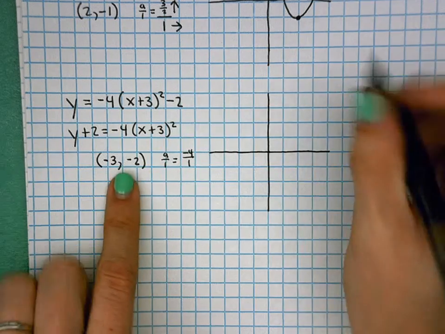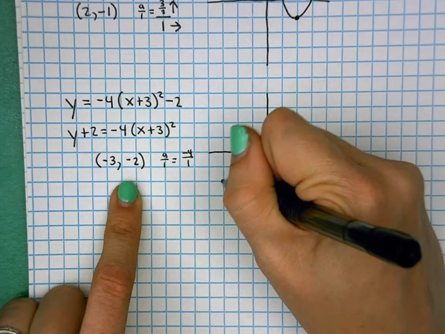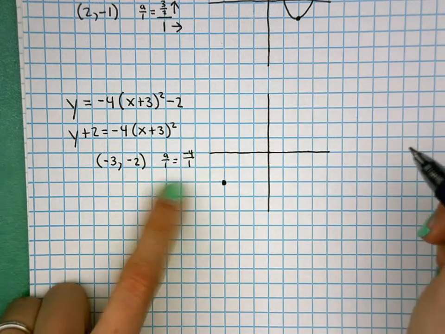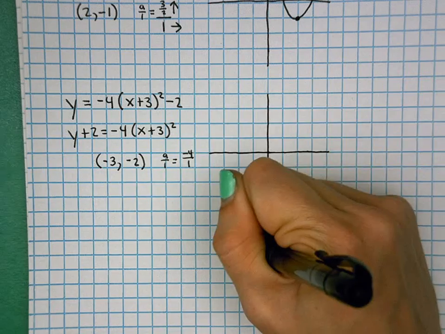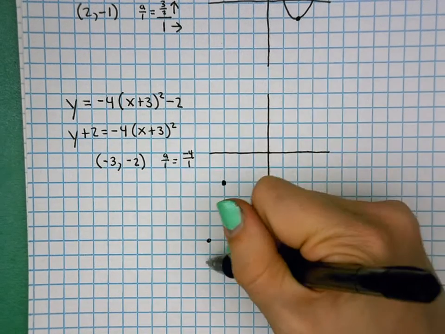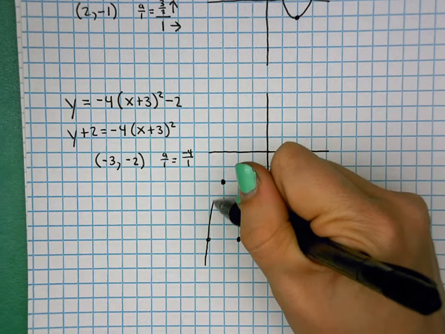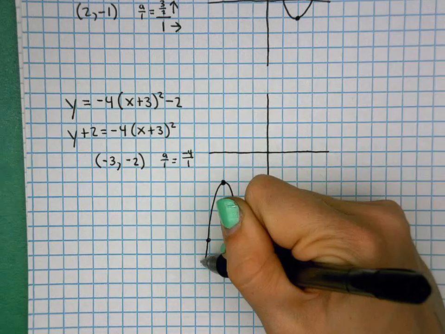Initial point at -3, then 1, 2, 3, 1, 2. And then we are going down 4 over 1. 1, 2, 3, 4 over 1. We've got a pretty steep quadratic here. That -4 tells me I'm going to be fairly steep.